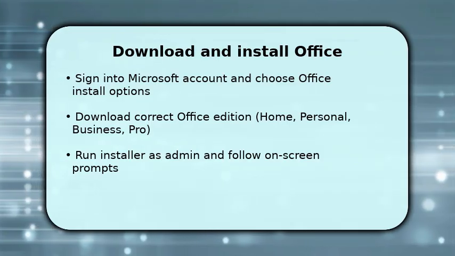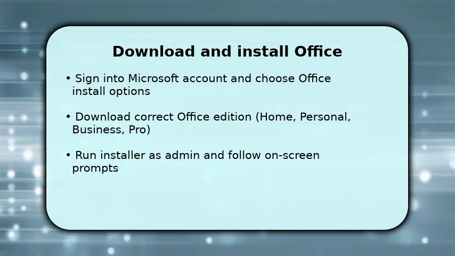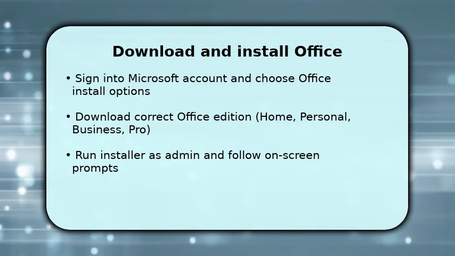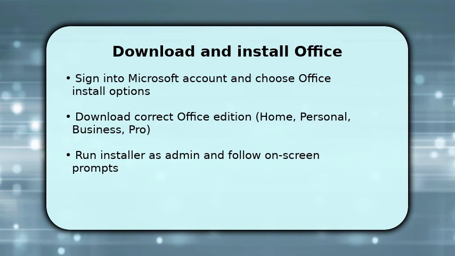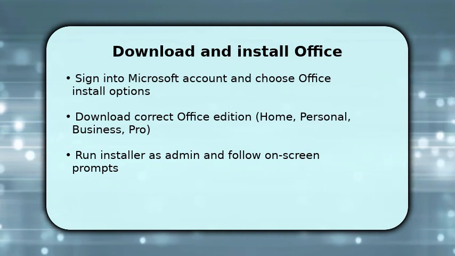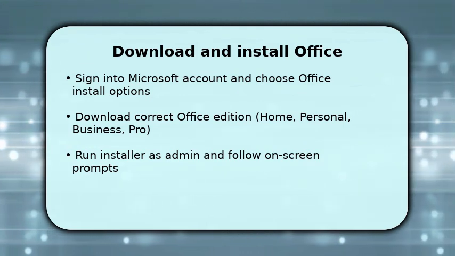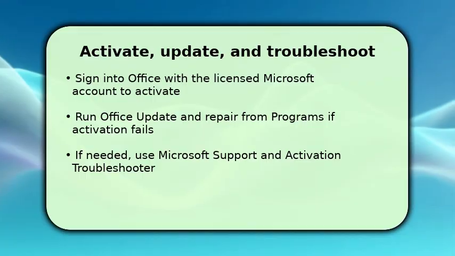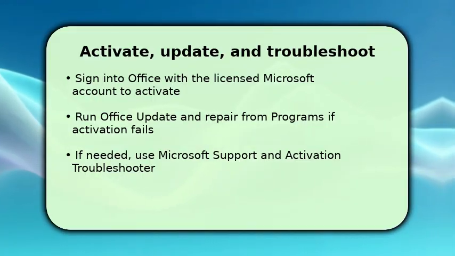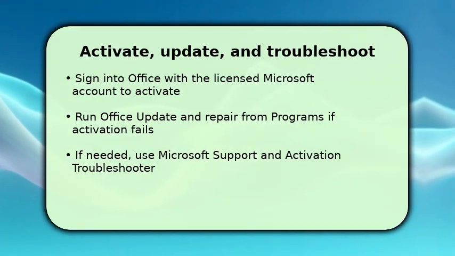After the install completes, open Word or Excel to trigger activation because Office will validate your license against Microsoft's activation servers at first launch. You finish by signing into any Office app with the same Microsoft account to activate. Activation links the product to this device and unlocks features. Then run Office Update to get security and compatibility fixes.